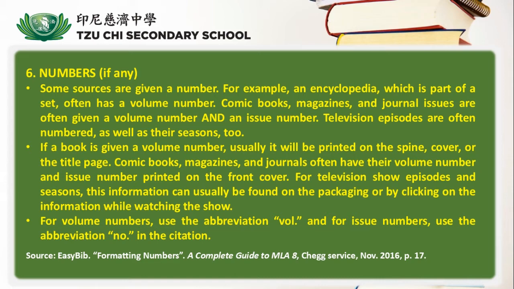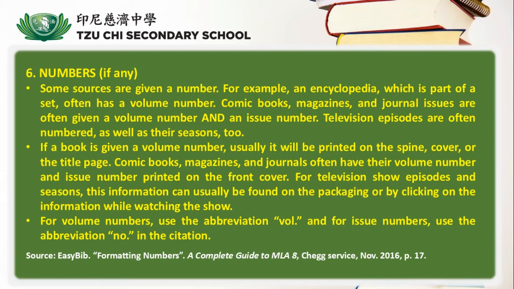If any, some sources are given a number. For example, an encyclopedia, which is part of a set, often has a volume number. Comic books, magazines, and journal issues are often given a volume number and an issue number. Television episodes are often numbered as well, as are their seasons. If a book is given a volume number, usually it will be printed on the spine, cover, or the title page. Comic books, magazines, and journals often have their volume number and issue number printed on the front cover.